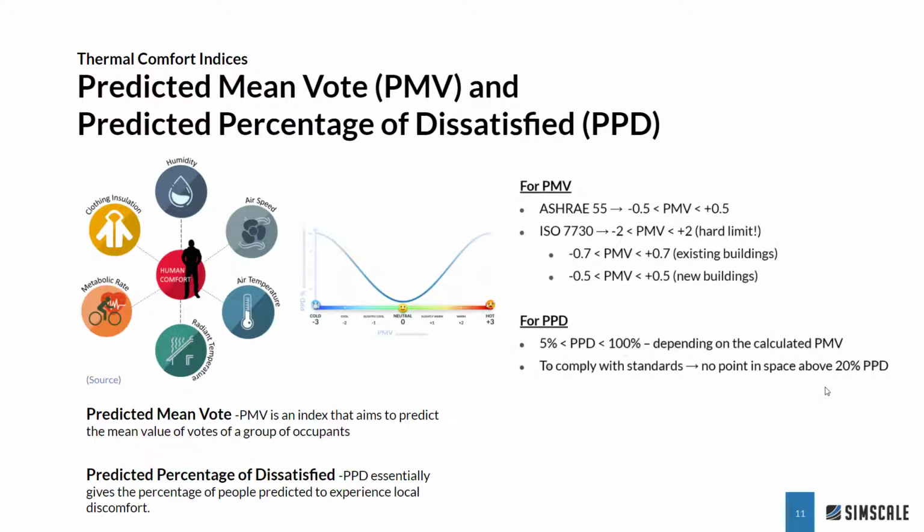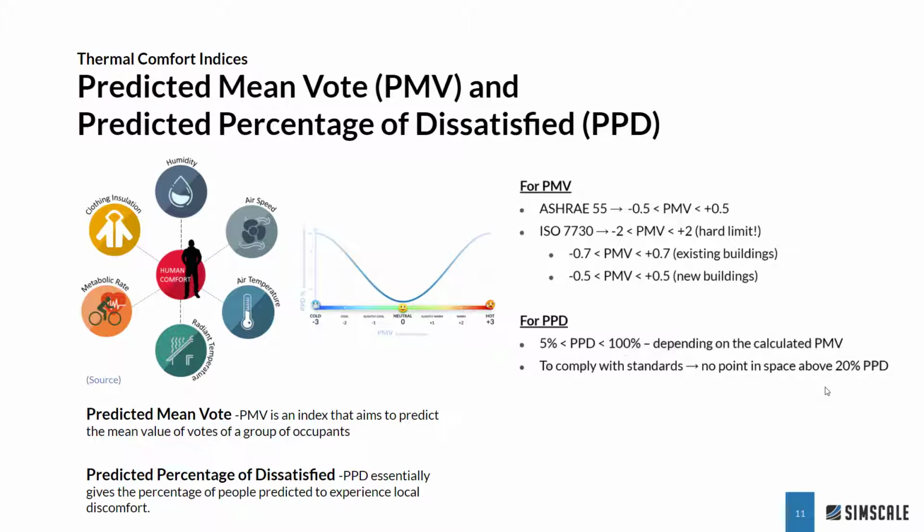All right, let's take a look at two of the important thermal comfort indices, the predicted mean vote, PMV, and also the predicted percentage of dissatisfied, PPD. On the left, you can see there are certain parameters which are going to affect the thermal comfort of a human or an occupant. And on the right, you can see some of the compliance standards which account for the thermal comfort of the occupants, such as ASHRAE 55 and ISO 7730.